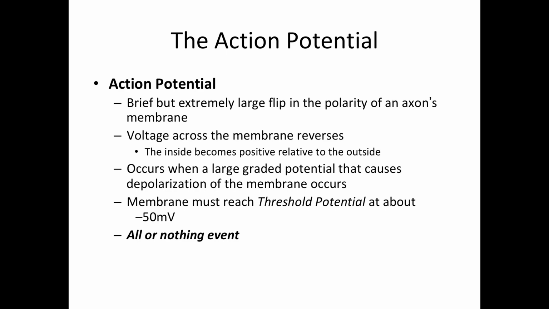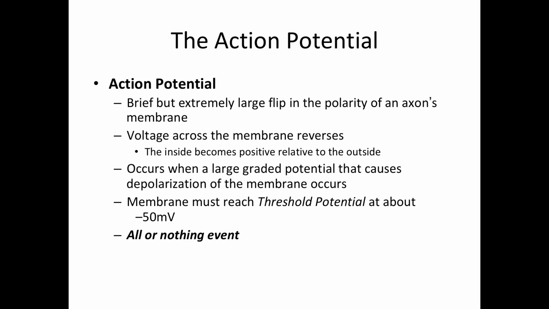So the action potential is a little bit different because the action potential is a brief but extremely large reversal in the polarity of the membrane and lasts about 1 second. So during this, the inside of the cell actually becomes positive compared to the outside of the cell. If you remember from the previous video, the resting membrane potential is negative 70 millivolts. So during an action potential, it becomes a little bit positive, around 30 millivolts compared to the outside.